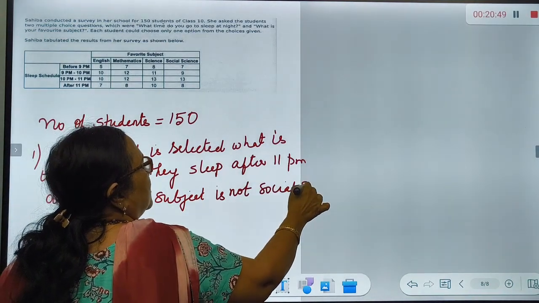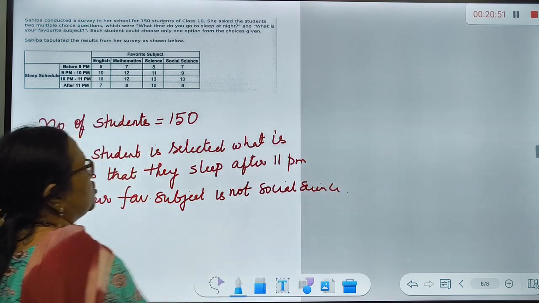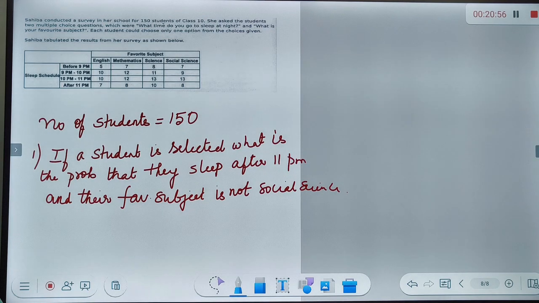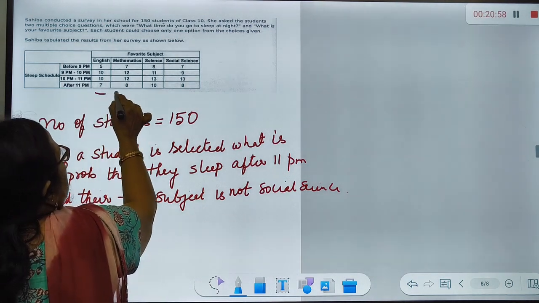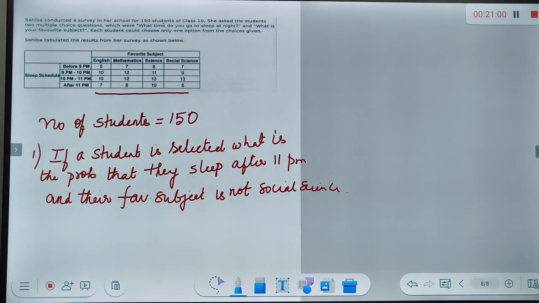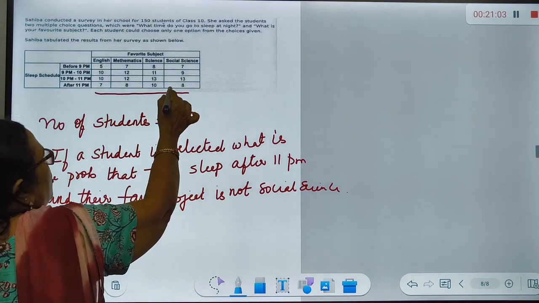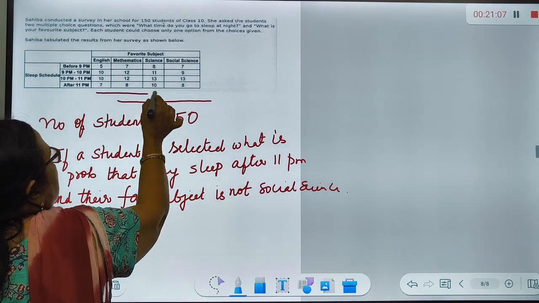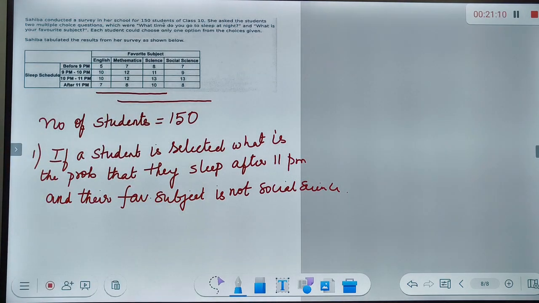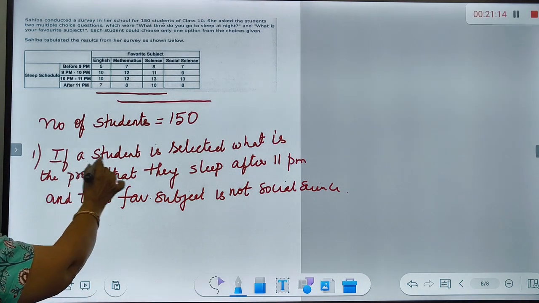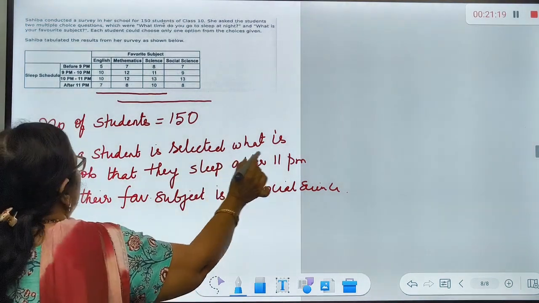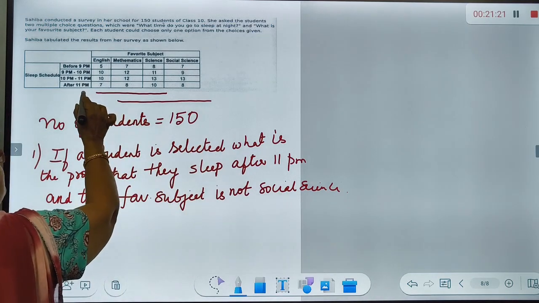So we have to find the probability, or the number of students, who sleep after 11 p.m. When we talk about 11 p.m., what is this? That means the last row, right? And not social science, so you have to delete this. So we have to take only these three, right? The last row includes all students who sleep after 11 p.m., because the question says if a student is selected, what is the probability that he sleeps after 11 p.m.?